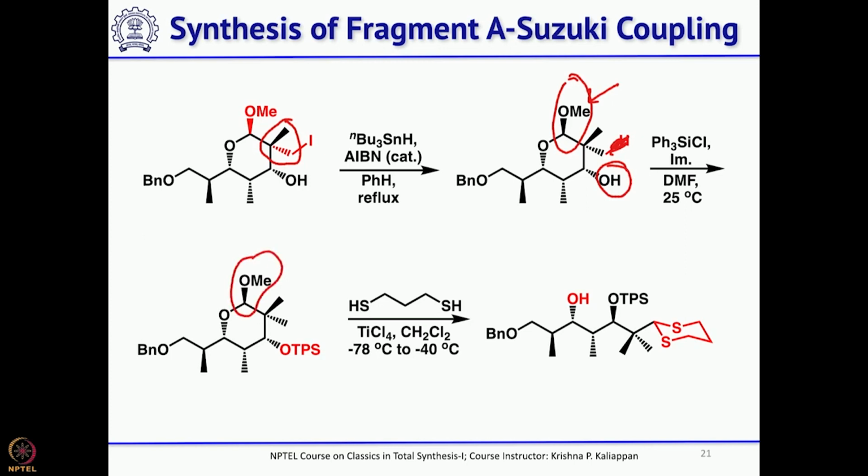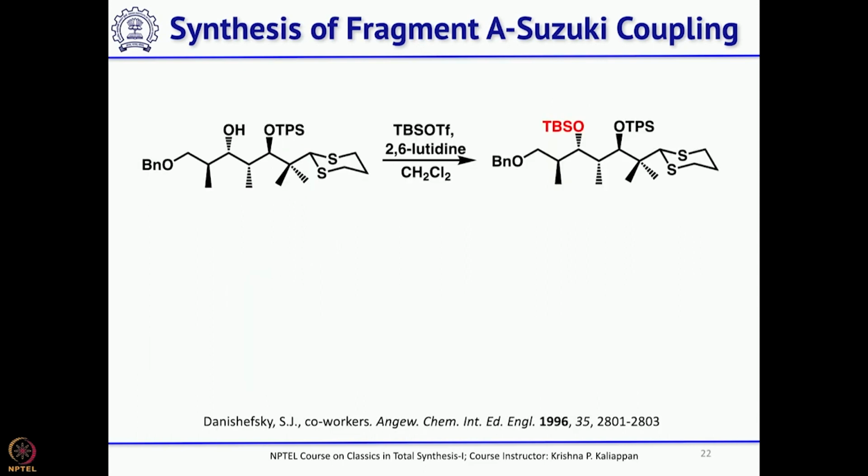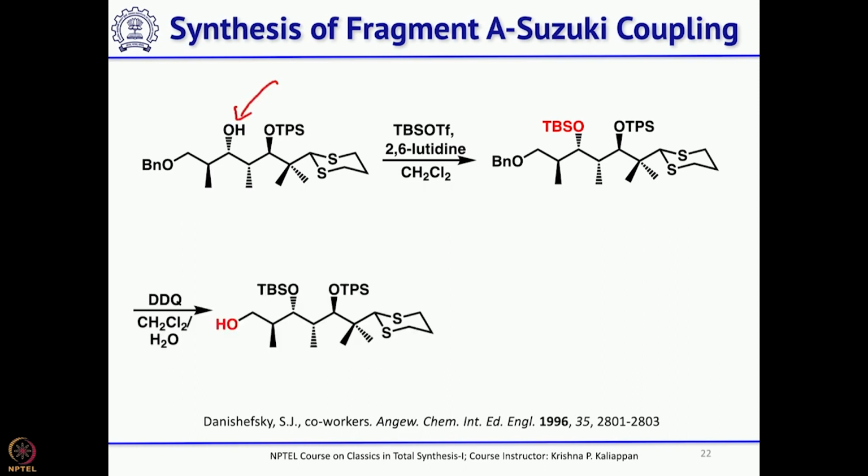So, the lactol methyl ether, first it has to be hydrolyzed, then it has to be protected. But these two can be done in one step if you use propane-1,3-diol in the presence of Lewis acid. So, what happened? You form a lactol, the lactol is protected. Okay. So, once you have that, the free hydroxyl group should be protected again, and this is protected as TBS ether by treating with TBS triflate.